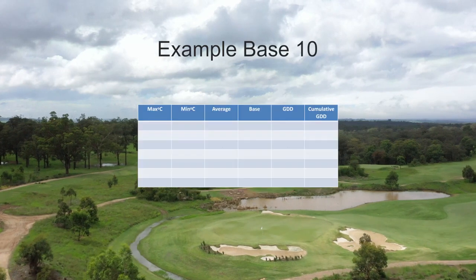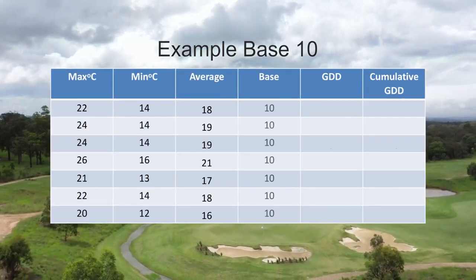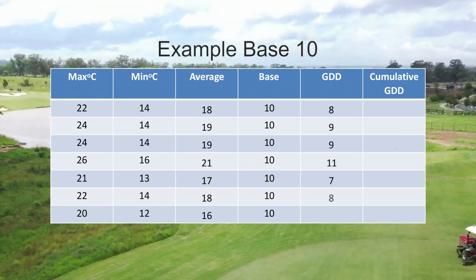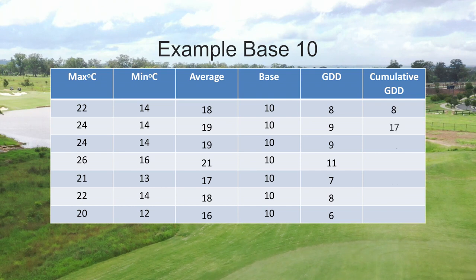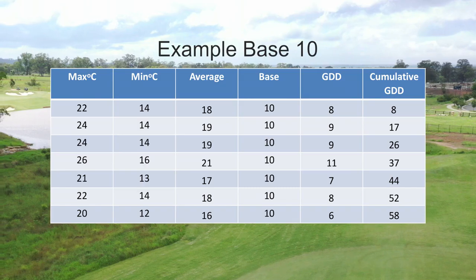Let's use another example where the base is 10. We will use the same set of maximum and minimum temperatures, but this time we will subtract the base, which gives us much lower numbers, and when we accumulate that, we reach fewer growing degree days.